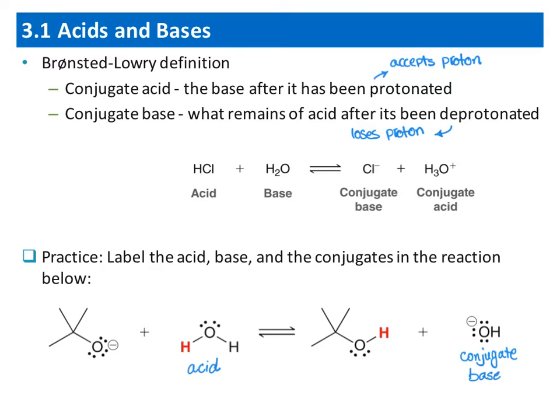And the alkoxide anion takes the proton and forms the alcohol. So alkoxide is our base and forms the conjugate acid. Again, the base and conjugate acid are similar species, they are just different in the number of protons that they have.